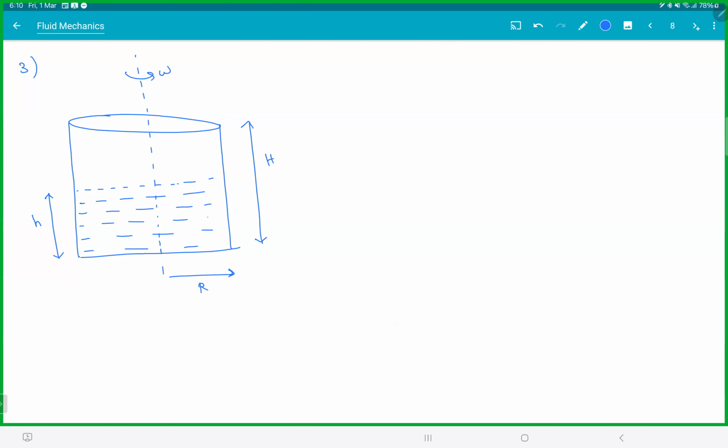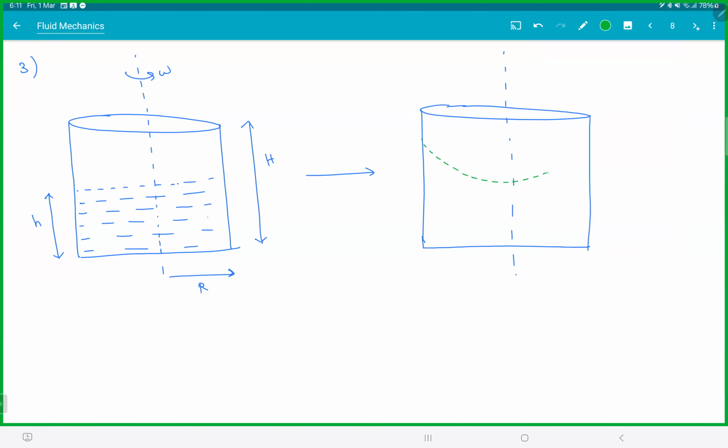And this thing starts rotating with omega. And you must have seen this in your house when you put water in a bucket and rotate, or when you are mixing some milk or something, and when you rotate, you'll get a shape. You get a bowl shape like this. This height is H2. This height is H1. This is the bowl shape.